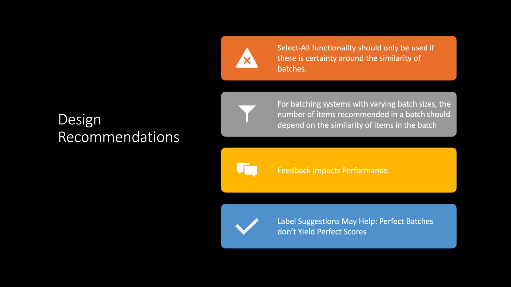And we also found that while we were providing perfect batches to users, it didn't yield perfect scores. In fact, if users mislabel a perfect batch, they're still mislabeling 4 items. So in the future, label suggestions may help. With some additional AI assistance, the system could recommend the label that should be assigned the batch.